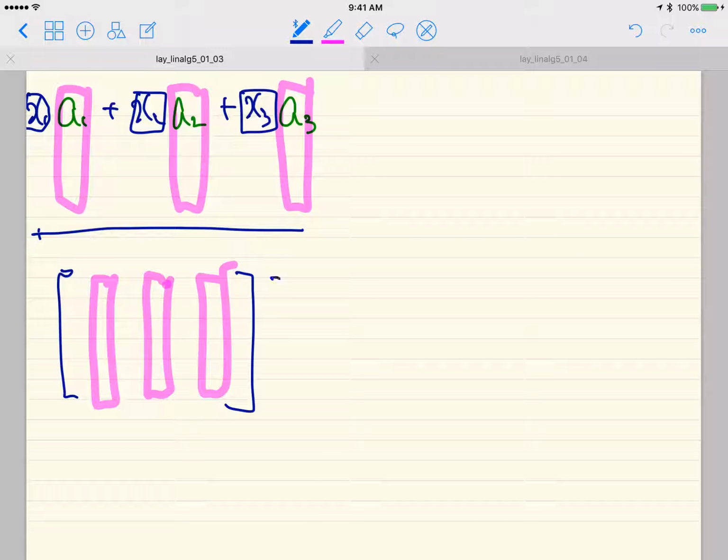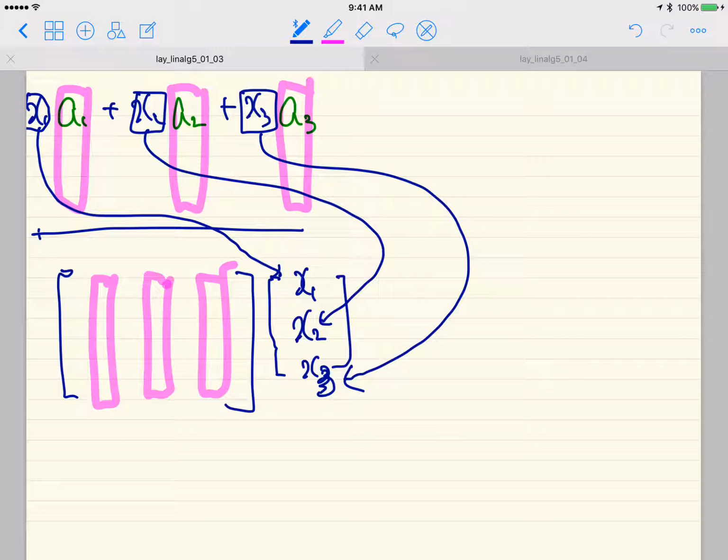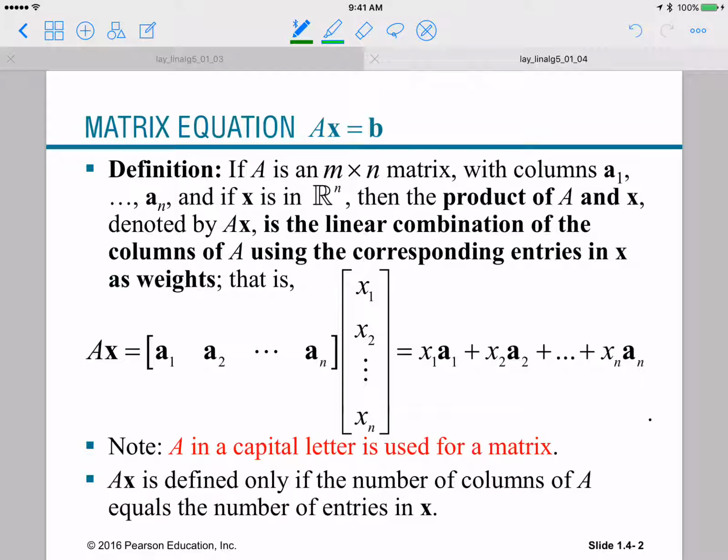And then what about this part? This part will be x1, x2, x3. That comes from each of these linear combination weights, right? Initially, a linear combination weight is a scalar, but by collecting them and forming one single vertical vector, we can form this matrix vector multiplication. Okay, so that is what this slide is about.